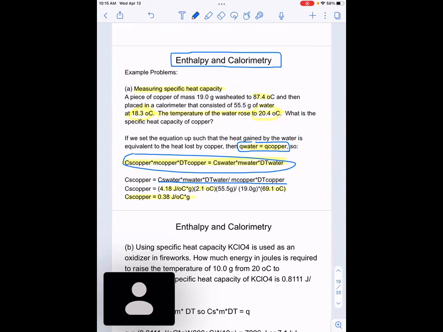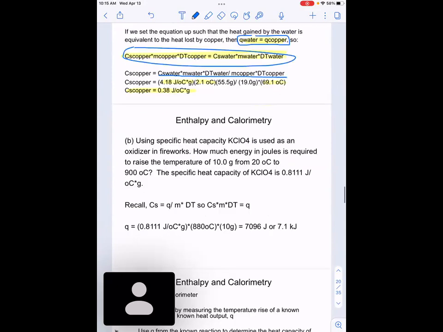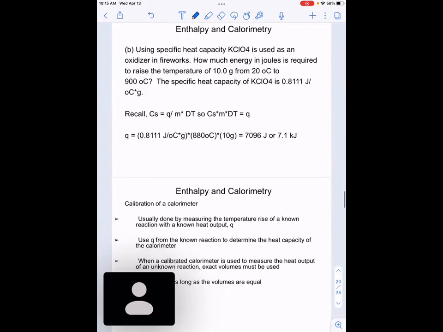All right, let's do one more dealing with specific heat and heat transfer. And here it says, using specific heat capacity, potassium perchlorate is used as an oxidizer in fireworks. How much energy in joules? So this is what it's asking for.